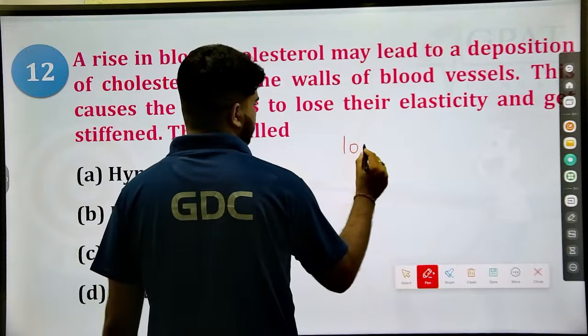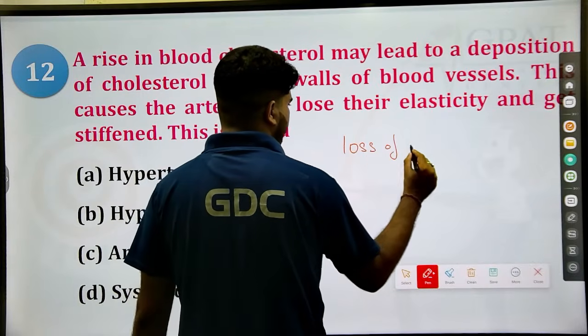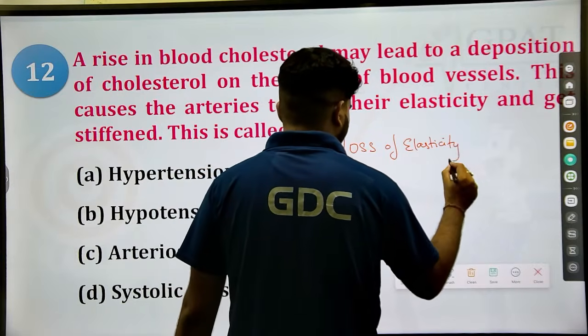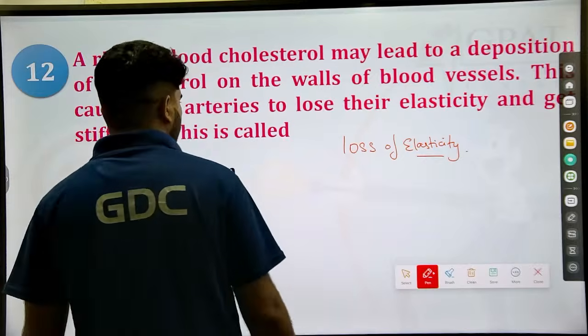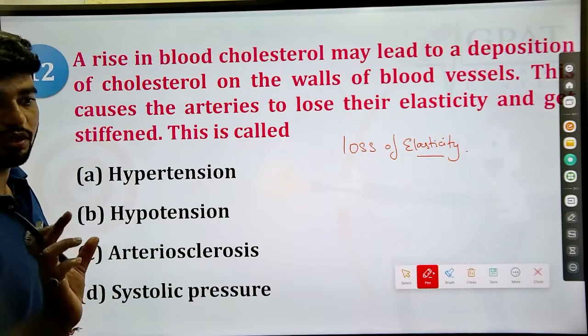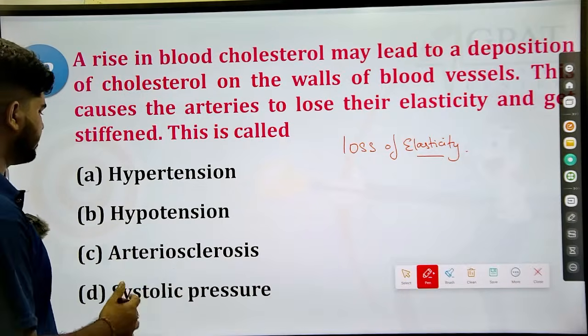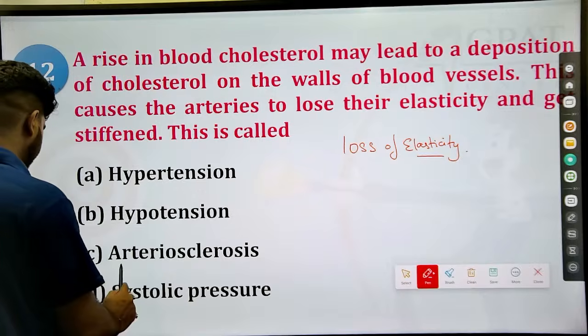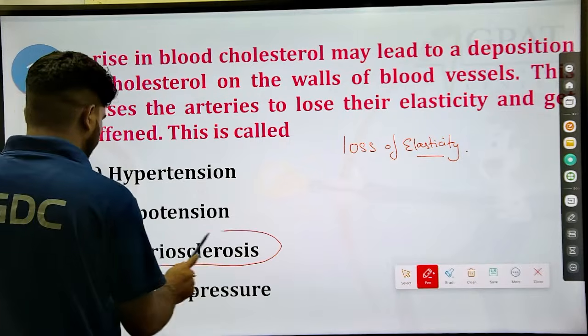Loss of elasticity. Loss of elasticity takes place in which of the following conditions when cholesterol gets deposited? Hypertension, arteriosclerosis, or systolic pressure? That is nothing but your arteriosclerosis, right?